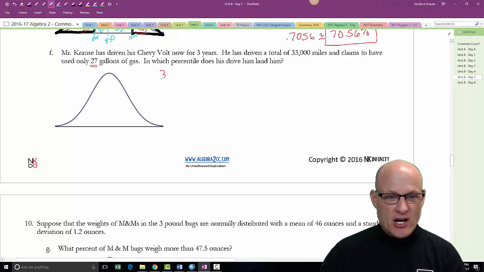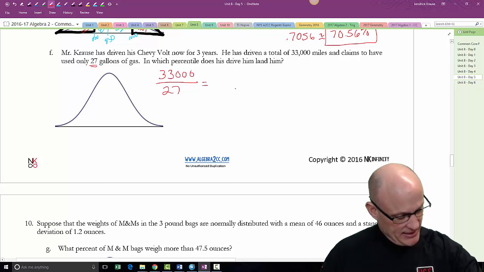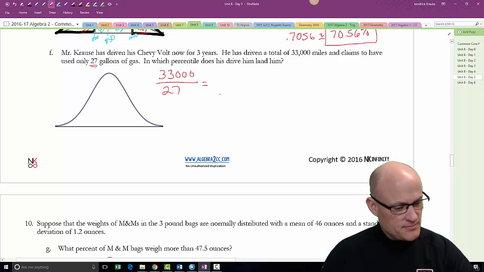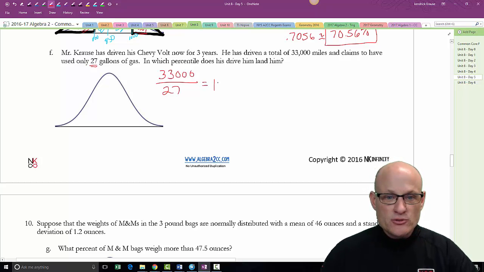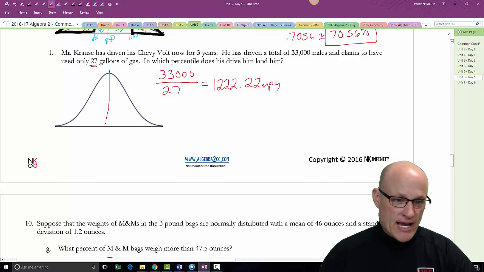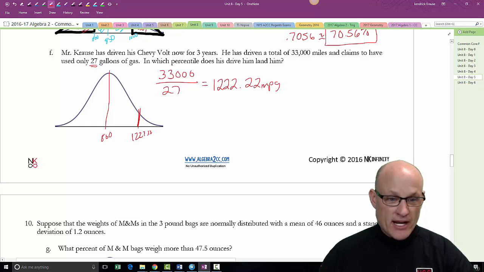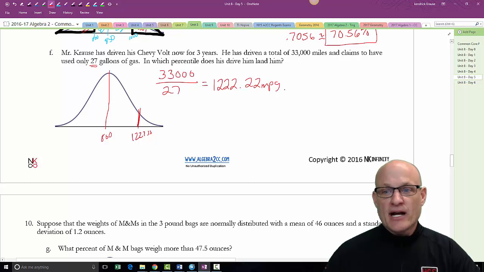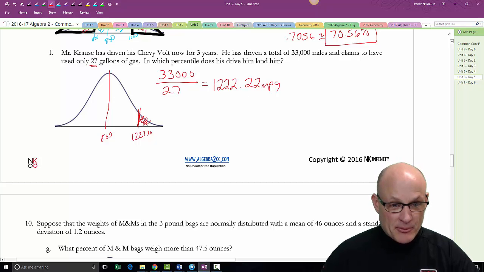So the first thing I've got to do is figure out what my gas mileage is. I'm going to take 33,000 and divide by 27. And that gets me 1,222.22 miles per gallon. Well, we know that the average is 850. So that's going to put me up here somewhere. I want to figure out what percentage this is, because these are the people that beat me, and I beat all of these people.